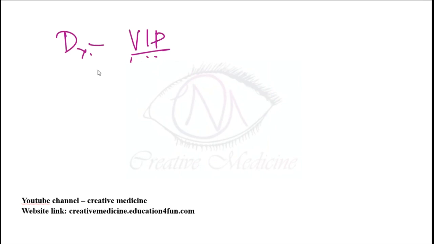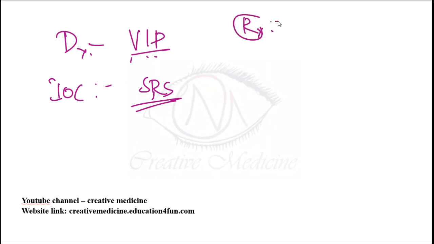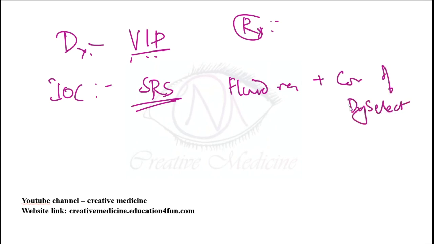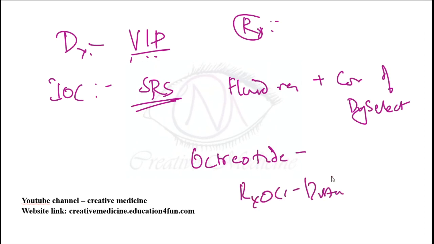Diagnosis is by vasoactive intestinal peptide, and the investigation of choice for localization is somatostatin receptor scintigraphy. Then the management: you should do fluid resuscitation with correction of dyselectrolytemia, and you can also give octreotide to the patient. Octreotide will help to control the preoperative diarrhea. The treatment of choice for VIPoma is distal pancreatectomy.